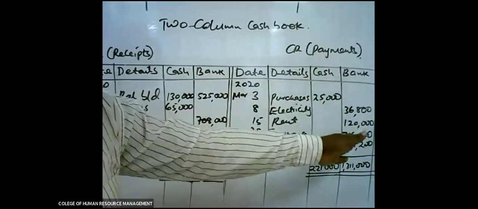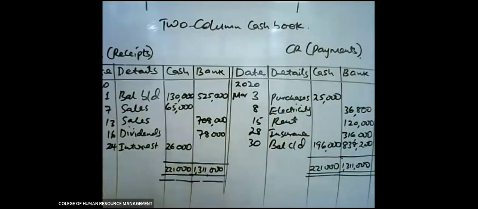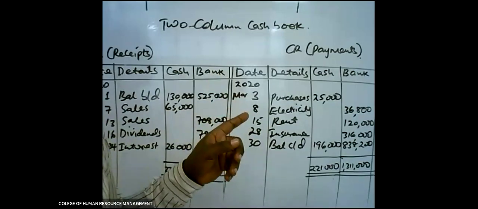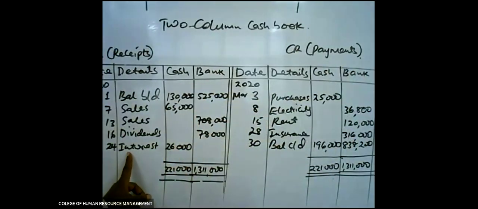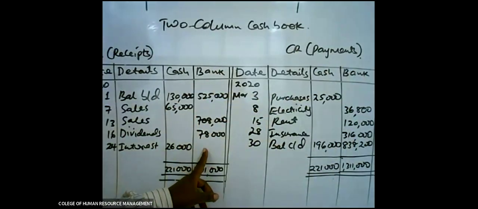When the payments in the bank exceed the receipts in the bank, that is when we recognize an overdraft. For the bank, it is possible to have an overdraft, but for the cash, we cannot have an overdraft. The minimum cash balance can go is 0. Cash cannot go negative. There is no way you can spend more than what you have in cash. But for the bank, it is possible. So when this side exceeds this side, the bank balance carried down will come here. It is an overdraft.